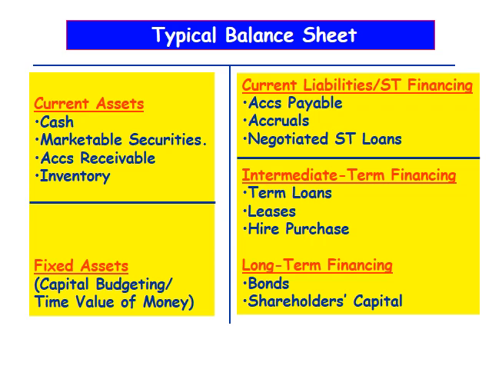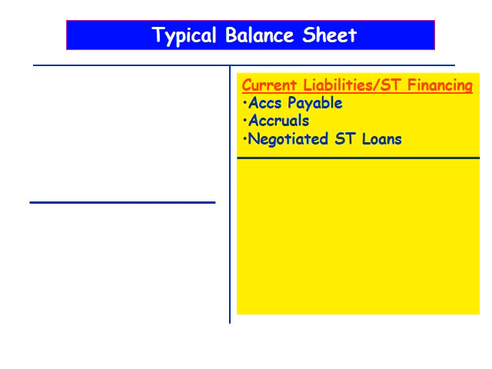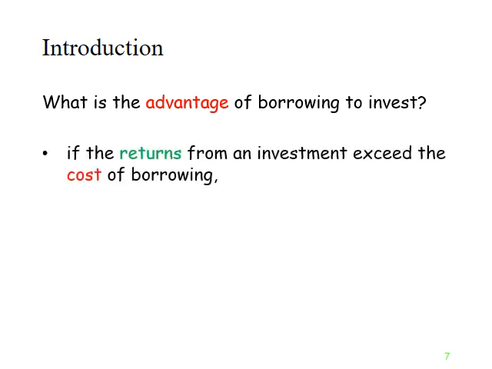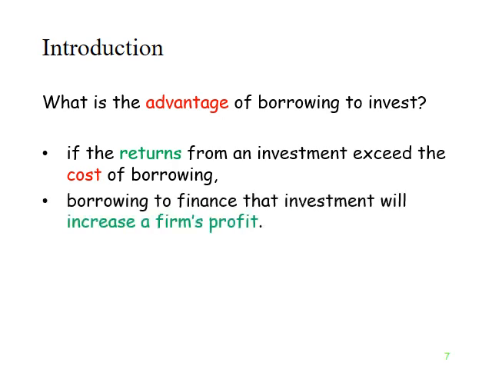This is how a typical balance sheet looks like. We are focusing only on the current liabilities, or short-term financing. Introduction. What is the advantage of borrowing to invest? If the return from an investment exceeds the cost of borrowing to finance that investment, it will increase a firm's profit.